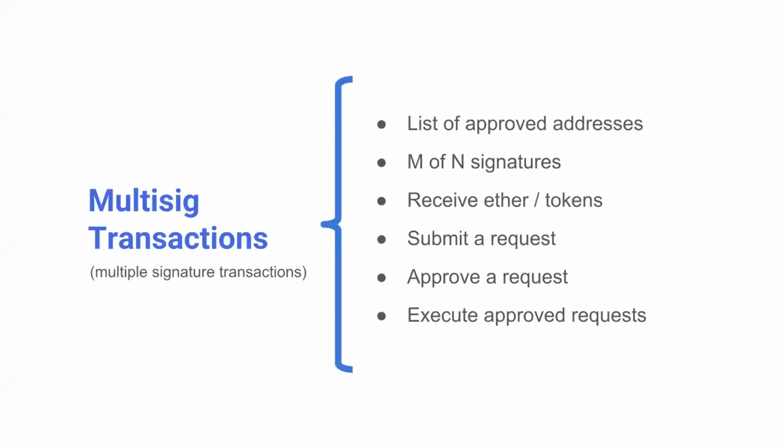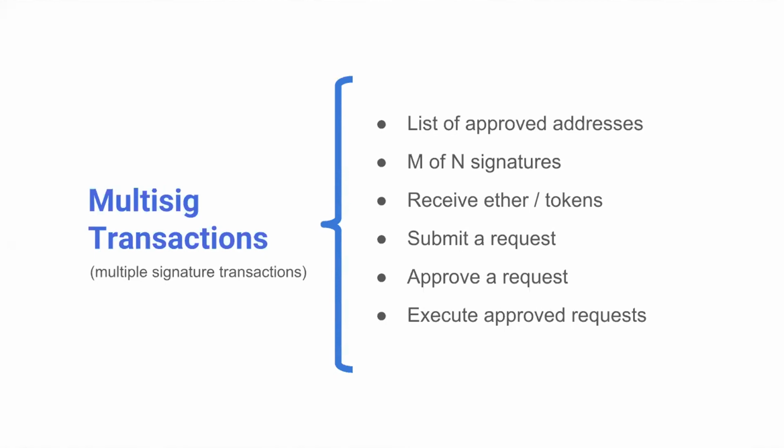Multisig wallets are the other category. These require multiple partners to be in agreement to complete a transaction. Multisig wallets are represented by smart contracts and have this list of features you can see here. A list of approved addresses who act as owners of the multisig wallet, and M of N signatures, which means that you need a minimum number of signatures to do a transaction. The multisig wallet needs to be able to receive Ether and tokens. With this, any owner of the multisig wallet should be able to submit any request, like a transfer of value, executing a contract function, etc.